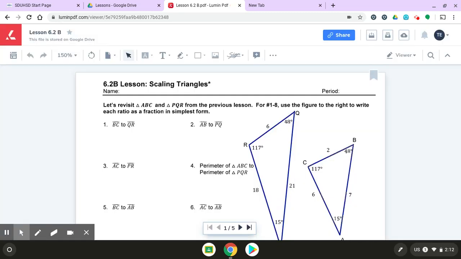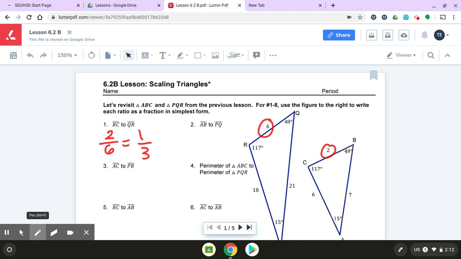All right, let's revisit triangle ABC and PQR from the previous lesson. So this was in 6.2a. For numbers 1 through 8, use the figure to the right to write each ratio as a fraction in simplest form. Okay, so it says BC to QR. So I find BC, it's a 2. And I find QR, it's a 6. And I write it as a ratio. BC has to come first. So 2 over 6. And then I reduce it. That's going to be 1 over 3.